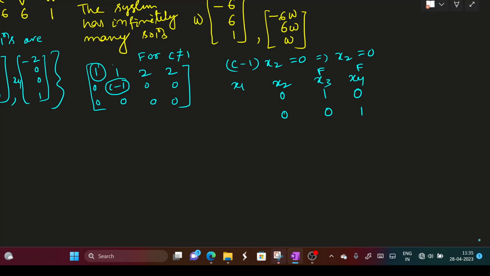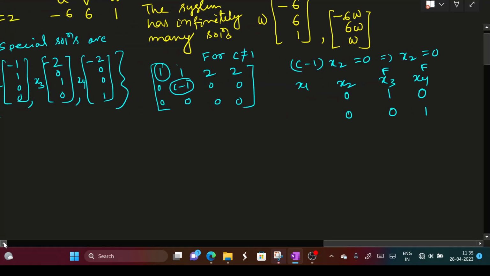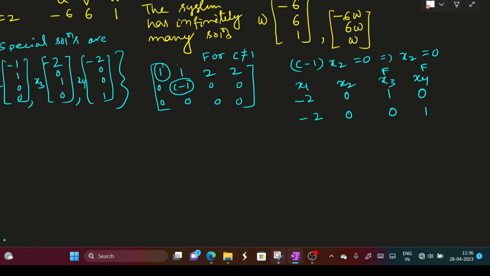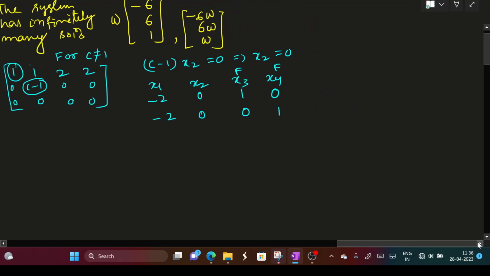Now from this equation, whatever we are doing, the same equation we will consider. x3 means it is -2, and this is x4, x4 again -2. So here these are the two special solutions. Here the null space basis is having two vectors.